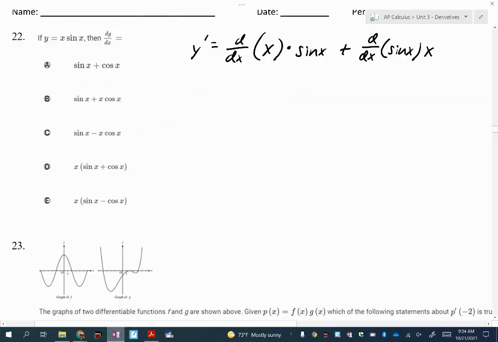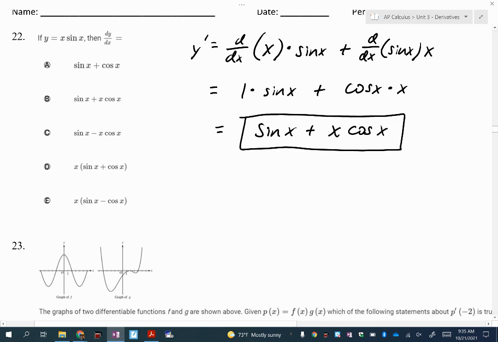Okay, so the derivative of x is just 1. That's 1 times the sine of x plus the derivative of the sine of x, which is cosine of x, times x. So the answer here is going to be sine of x plus x times the cosine of x. So I'm looking for this in my answers, and I find it in B.